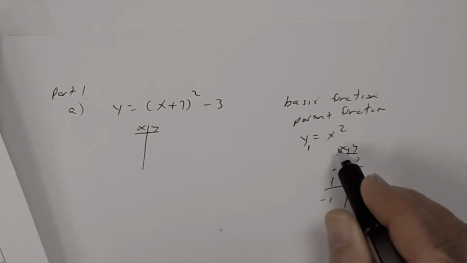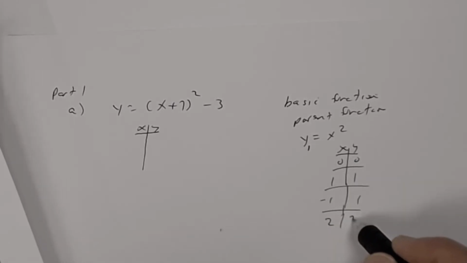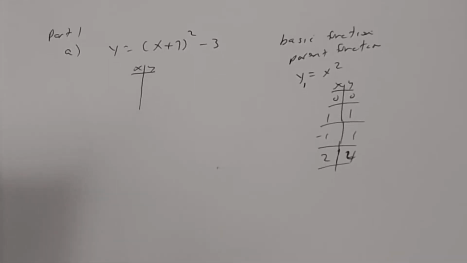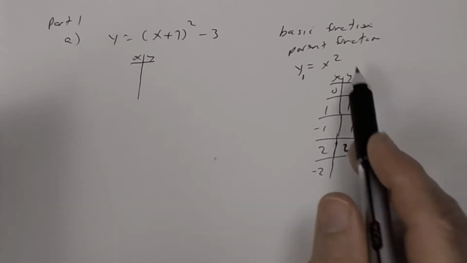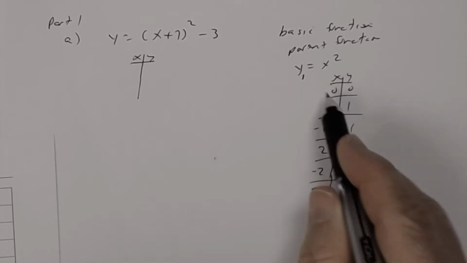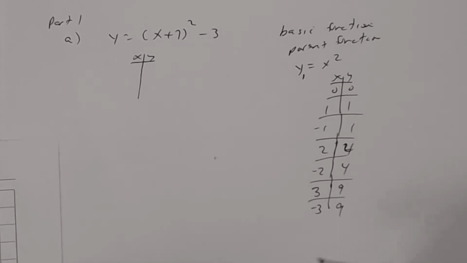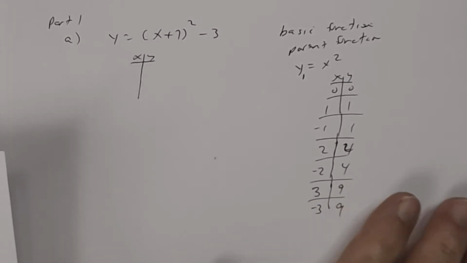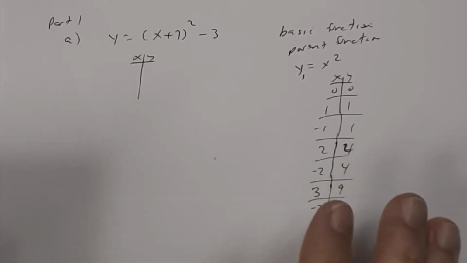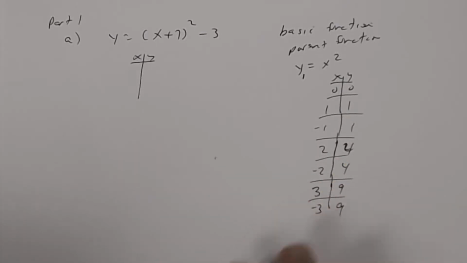Negative 1 times itself is positive 1. 2 times itself is positive 4. The next one was negative 2 we used. Negative 2 times itself is positive 4 also. We did 3. 3 times itself is 9, and negative 3 times itself is 9 as well. And so those are the points you use. Every time you have a squaring function, use those points, because you're going to be doing stuff to those points. So you need to know what those points are.